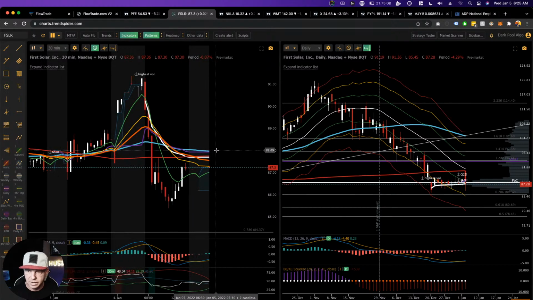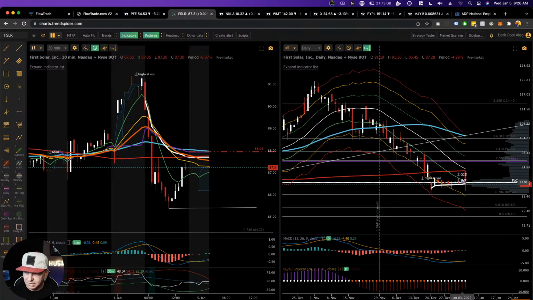I would put an alert here at, let's just call it 88, shall we? So FSLR above 88 gets a move back up to 90, 91. If it rejects this level here, then we have to look at the move back down to 85, right? Oh, what? Did I just find shortcut keys? I did.